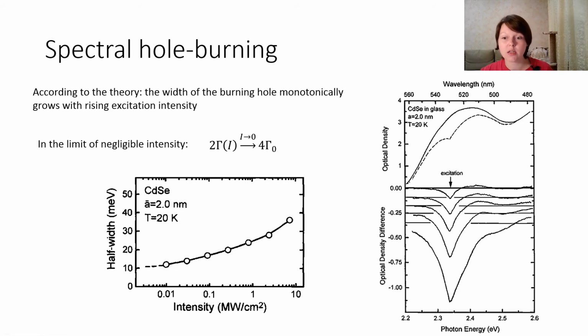So, based on this, using the full width at half maximum of the burnt hole, we can calculate the homogeneous broadening of the spectra corresponding to the crystals of a specific size inside of this broadened absorption spectrum. I'm repeating, this is the full width at half maximum of the burnt hole, and this is the full width at half maximum of the homogeneous broadening of the spectra. Here you can also see the increase of the half width of the burnt hole depending on the intensity of the optical excitation.